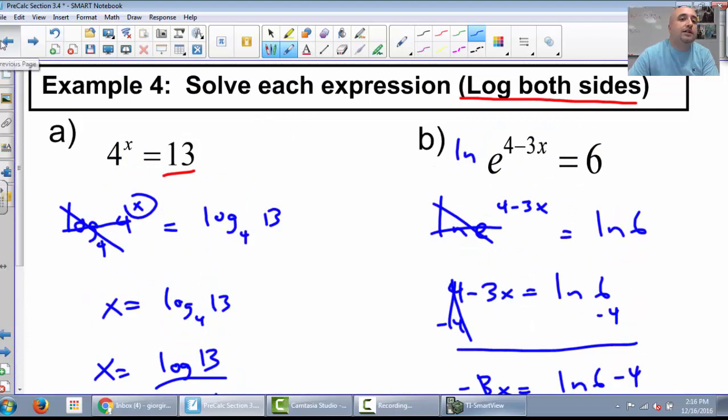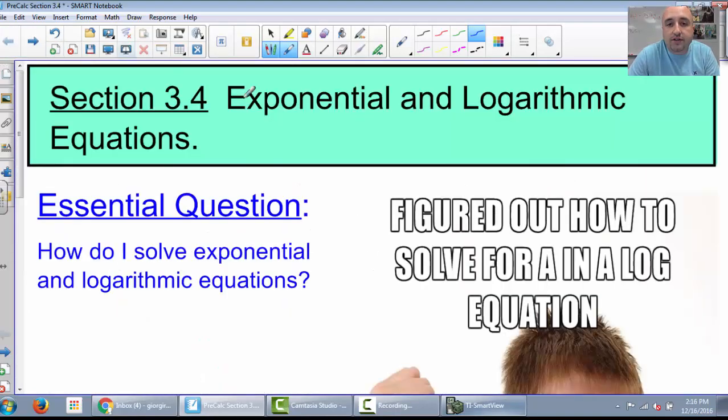So that's how we solve equations using logs and exponents. Remind me to do those extra problems in class.